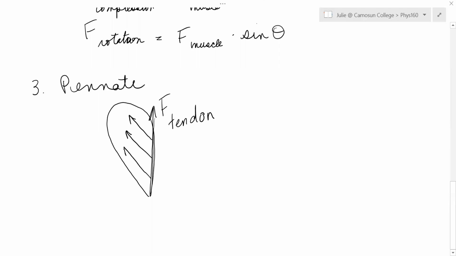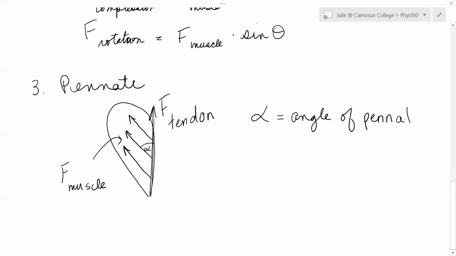Now, if it was a linear muscle, then the muscle forces would be parallel to the tendon. But in this pennate muscle, these are the forces due to the muscle fibers, F muscle. And the angle of pennation is the angle between those muscle fiber forces and the tendon. So alpha is called the angle of pennation. And the question is, given the force due to those muscle fibers, how big is the force on the tendon, which is the thing that's going to actually make your body move?